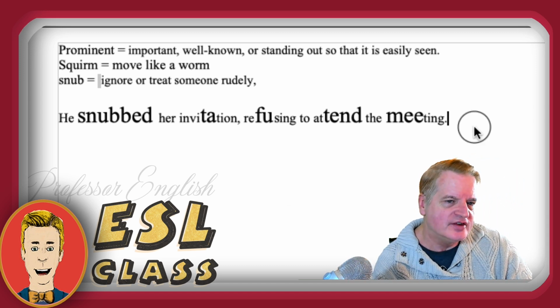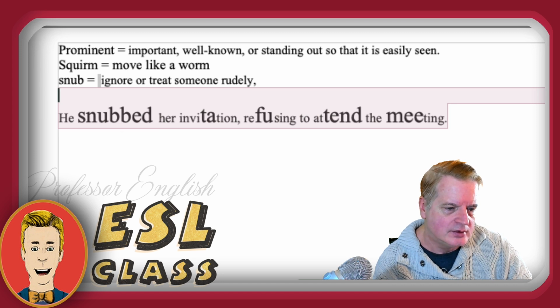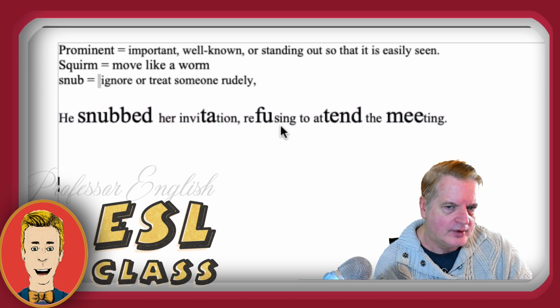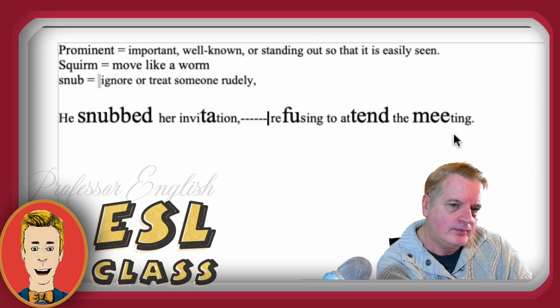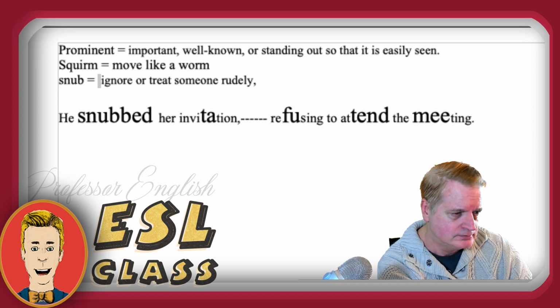Okay. How many phrases do you think we could divide this sentence into? What is the first phrase? He snubbed her invitation. Okay, so that's one phrase. How many more phrases? Refusing to attend the meeting. Yeah, I think two phrases. I think that's pretty good.